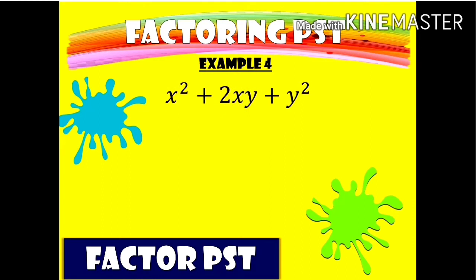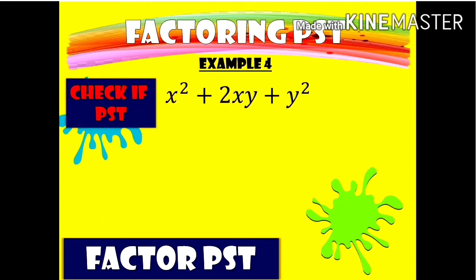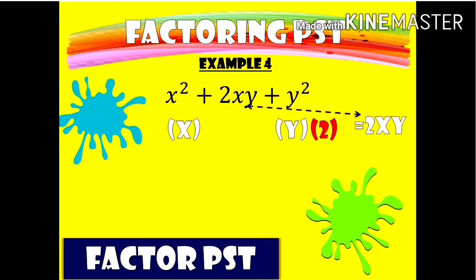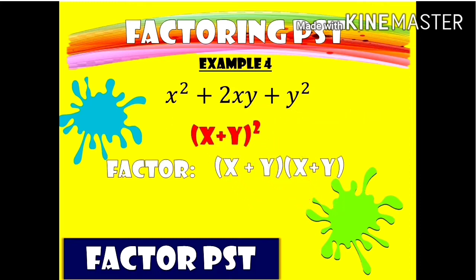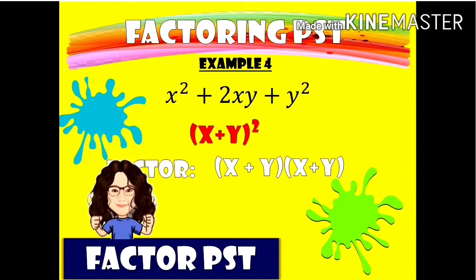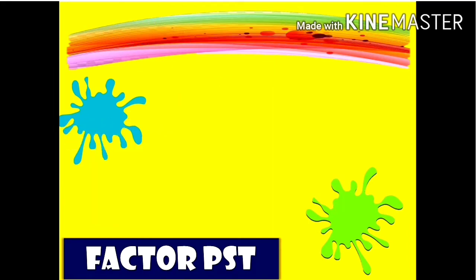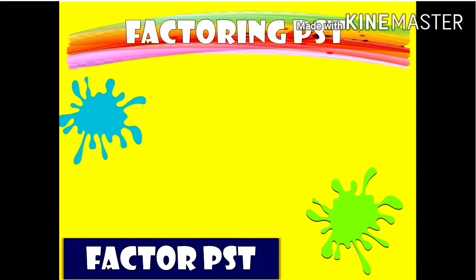What is the factor of x squared plus 2xy plus y squared? So, una, i-check muna natin kung siya ay isang perfect square trinomial. And that is true. Ibig sabihin, ang magiging factor niya ay x plus y times the quantity of x plus y. Positive dahil positive ang sign ng ating middle term. The factor of x squared plus 2xy plus y squared is the quantity of x plus y squared. Nagbigay pa tayo ng isa pang halimbawa.